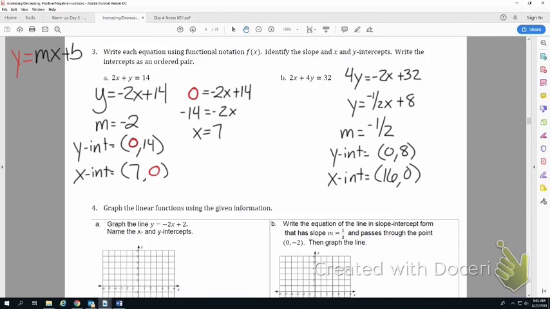Did anybody get something other than 16? What'd you get? Okay. So let's walk through that, because I had a few people get that yesterday. So I've got this right here, right? So you plug 0 in for y. Okay. So I would need to subtract 8. And to get rid of this, I've got to multiply by -2. And so -8 times -2 is going to give me positive 16.